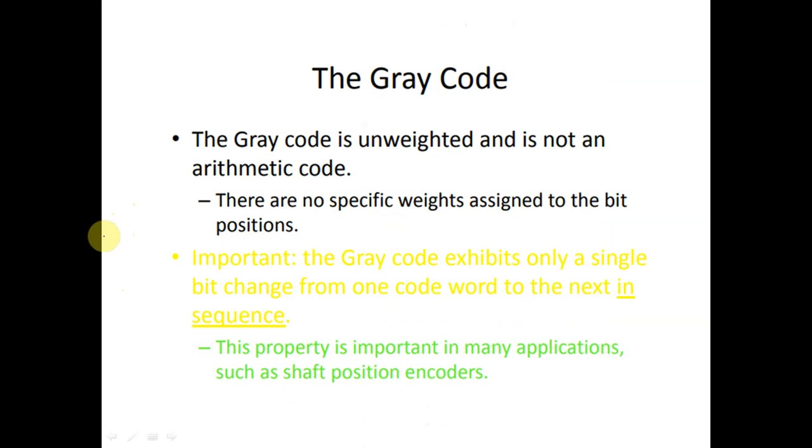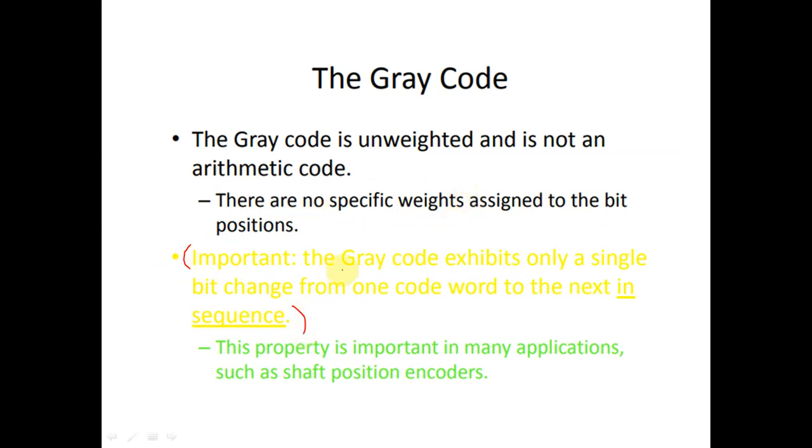Now the last code method is the Gray code method. The Gray code is unweighted and is not an arithmetic code. There are no specific weights assigned to the bits. Importantly, the Gray code exhibits only a single bit change from one code word to the next in sequence. These are the important definitions related to the Gray code.